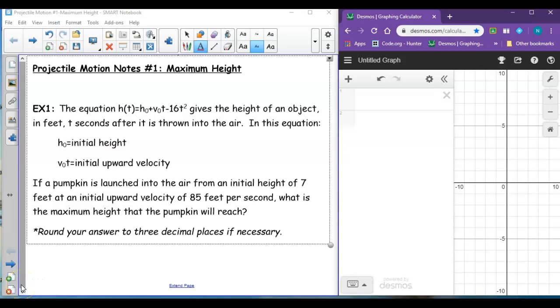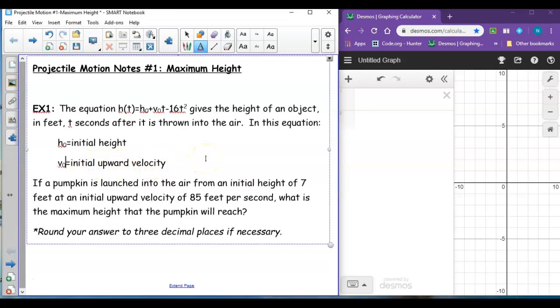Okay, so we are going to be looking at projectile motion maximum height today. What we looked at in the meeting yesterday is that the equation h of t equals h sub 0 plus v sub 0 t minus 16t squared gives the height of an object in feet t seconds after it's thrown into the air. In this equation, that h sub 0, that h naught, is our initial height. And that v sub 0, that v naught, is our initial upward velocity.